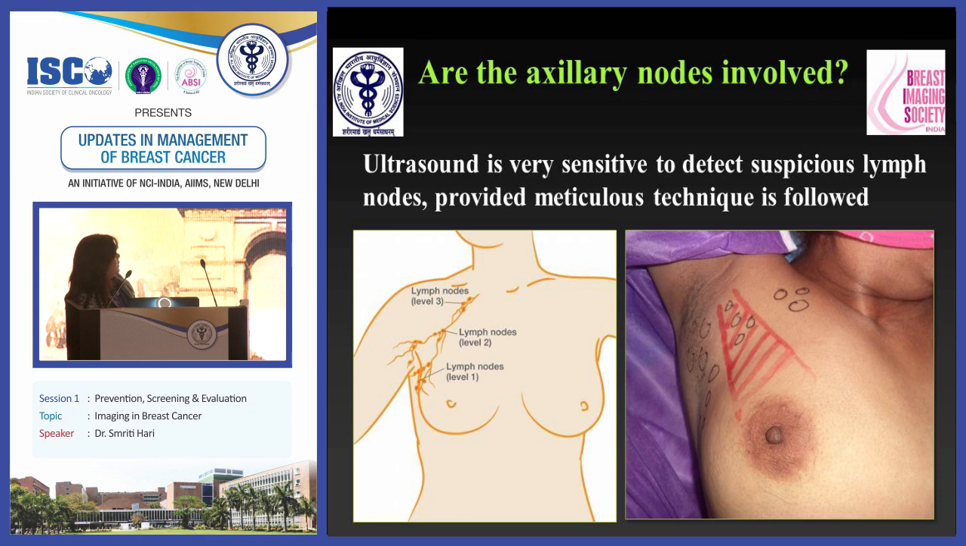Now, are the axillary nodes involved? In clinically node-negative patients, we must do a dedicated, good quality, high-resolution axillary ultrasound because ultrasound is very sensitive to detect suspicious lymph nodes, provided you follow a meticulous technique. So this is how we should translate the diagram of level 1, 2, 3 nodes onto the patient and carefully look at all the lymph nodes.